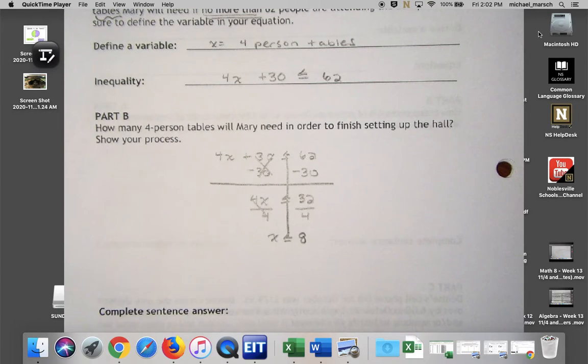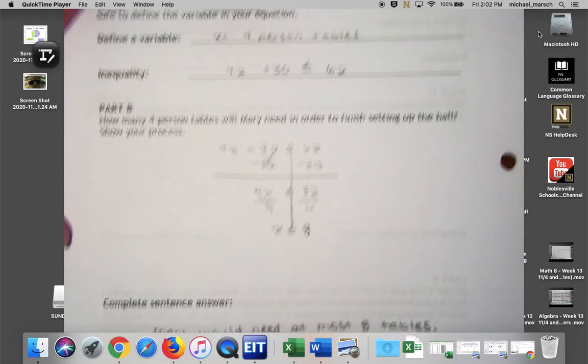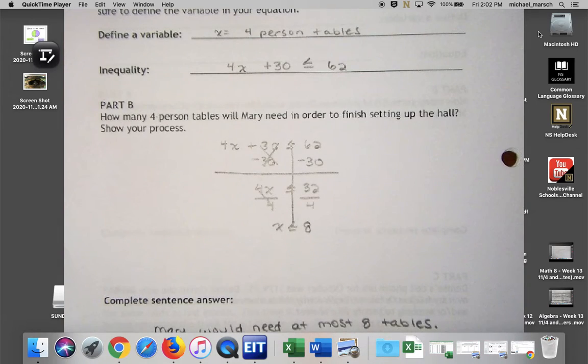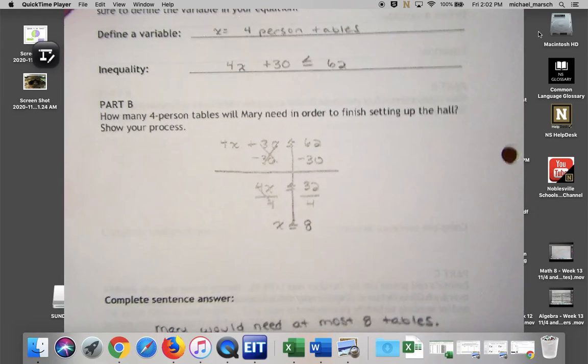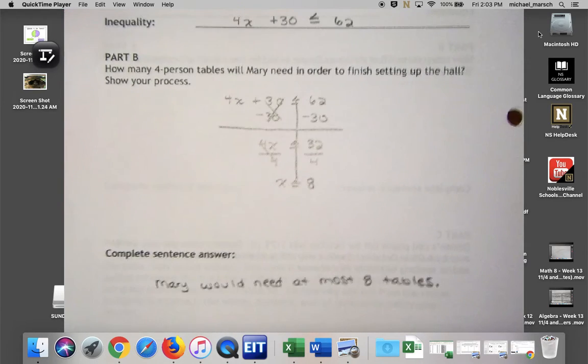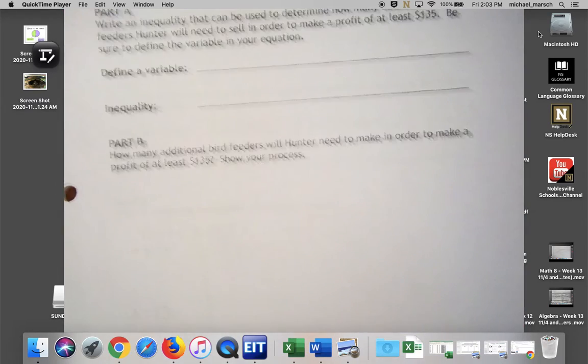See, inequalities get a little crazy, right? So Mary would need at most 8 tables, right? Because she can't have more than that, because then she would exceed the 62-person limit. So the most she's going to need is 8 tables. All right, let's try number 9.